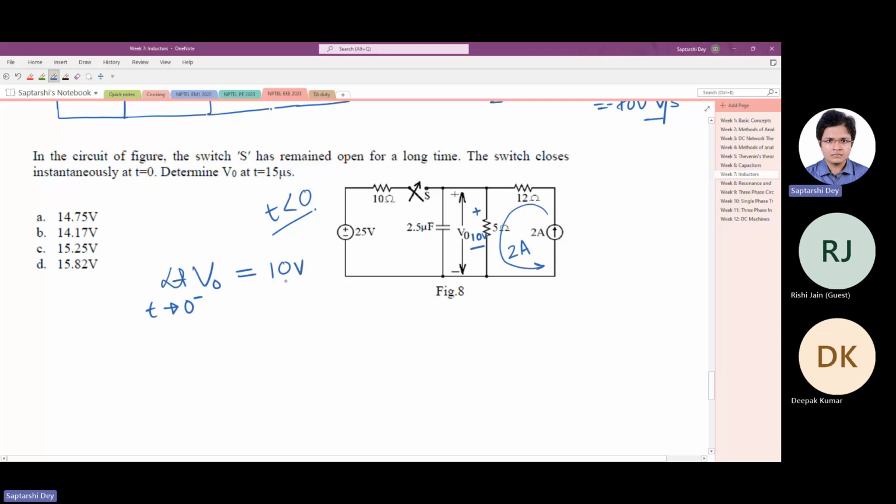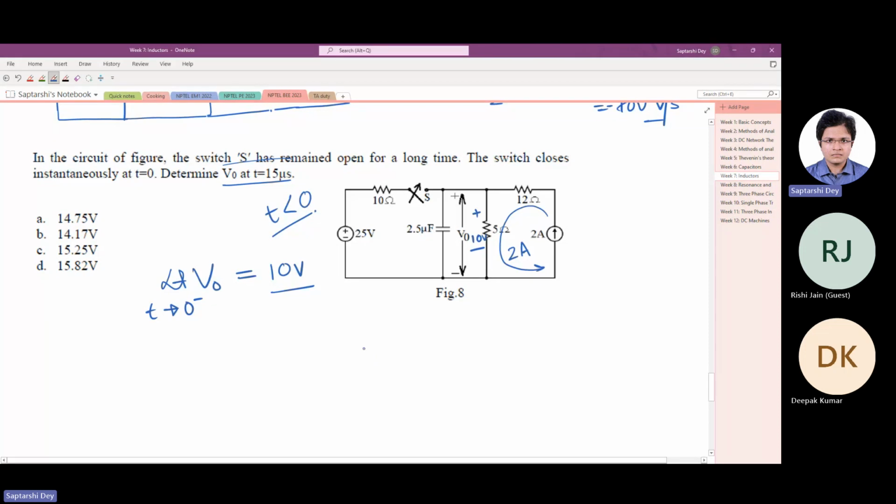2 ampere was flowing. Now the switch is closed instantaneously at t equals 0. Determine V naught at t equals 15 microsecond. Now see, we have been asked to find the voltage at a certain time. That means we have to find the transient equation. We'll see how, as we have already seen. But for that we have to find the initial and final values. Initial value we know, 10 volt. Final value we have to find out.